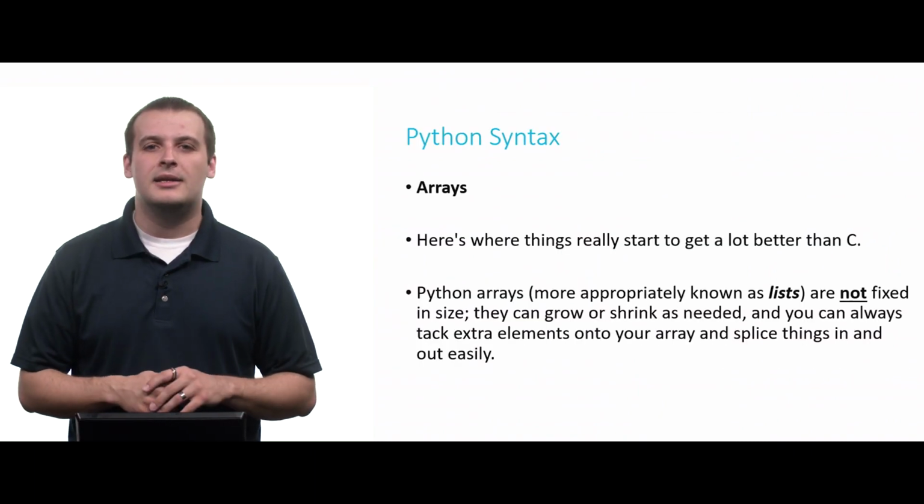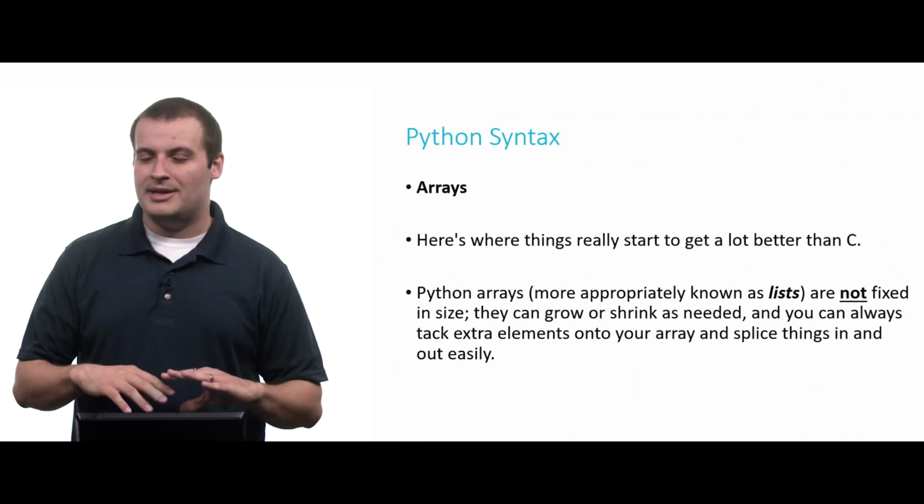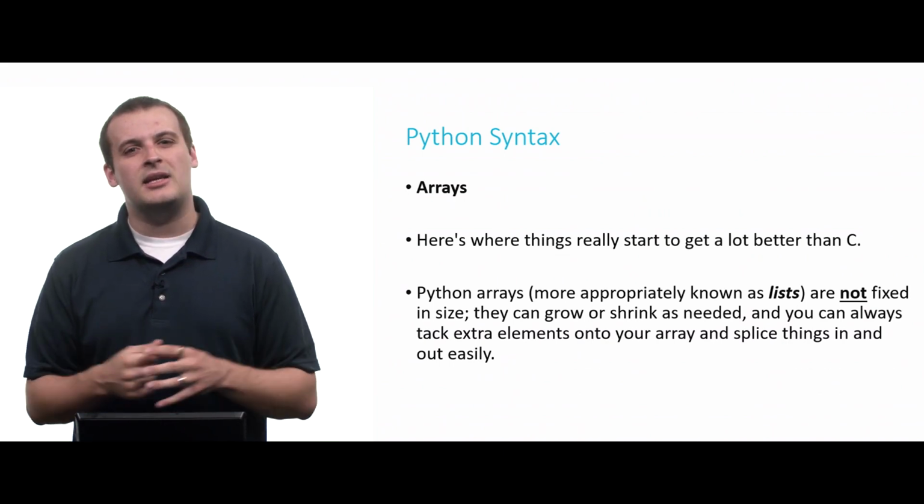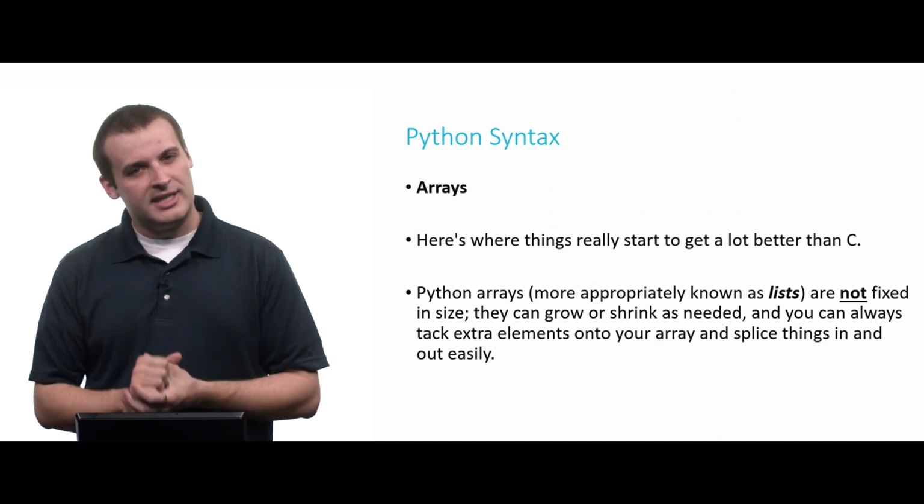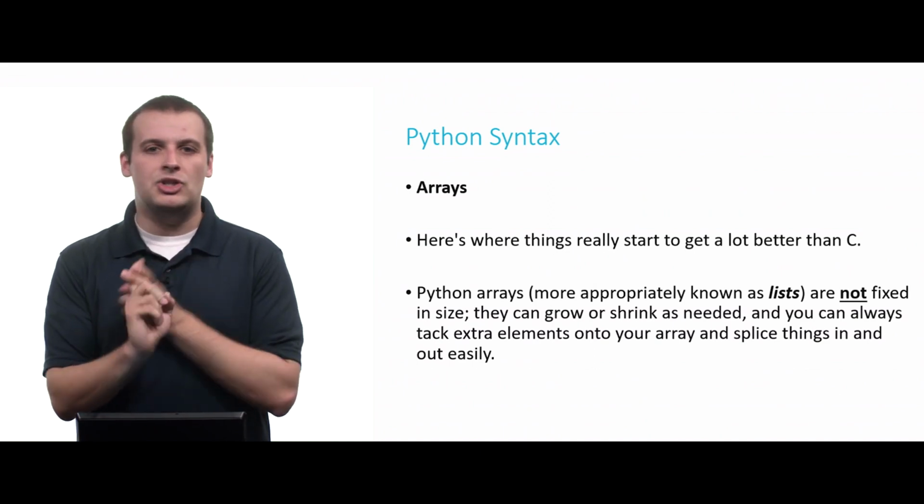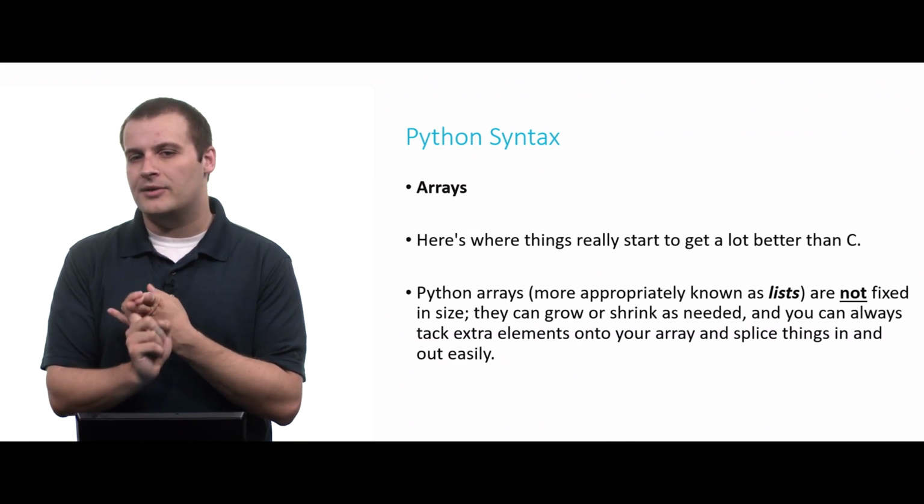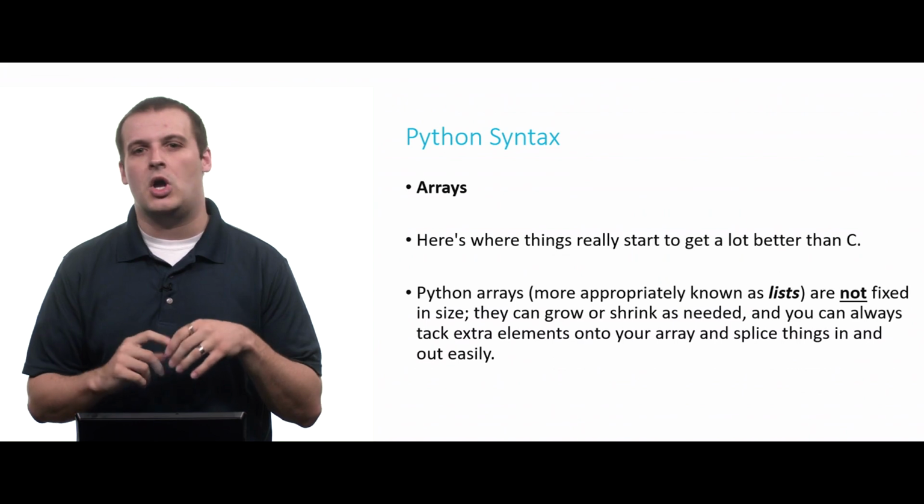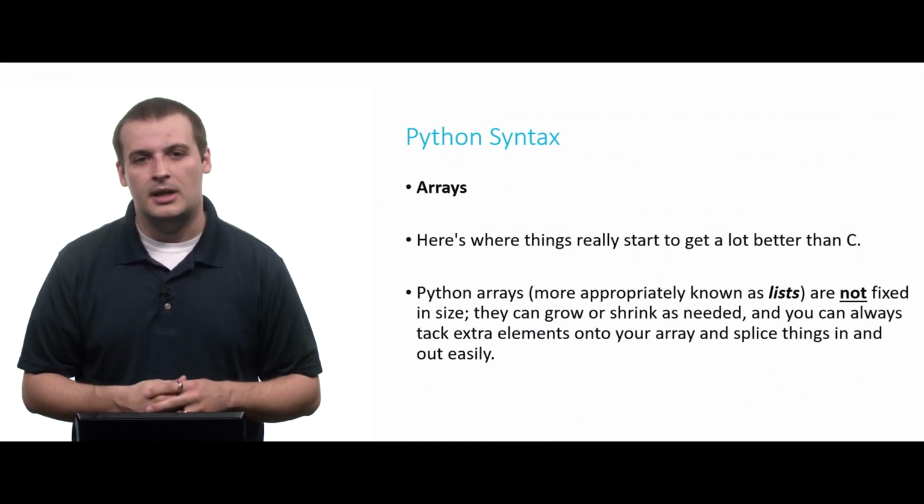So arrays. Arrays are really where Python is going to start to shine and show us some of the real advantages it has over a language like C, which is a little more constricted in what it can do with arrays because of two things. One, they're fixed size, and two, we can only store one type of variable in them. We can only store an array of all integers, all characters, all some structure that we created, and so on.